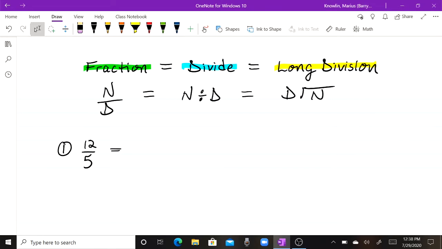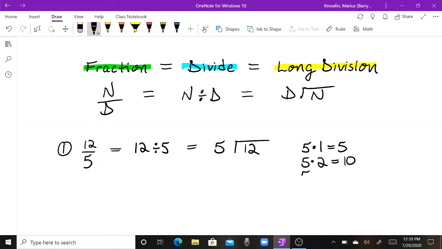Number one, we have the improper fraction 12 divided by 5. So we can write it that way, 12 divided by 5. Okay, and if we wrote it as long division, we want to see how many times 5 can go into 12. Well, in order to see how many times 5 can go into 12, we want to do our multiplication facts. So 5 times 1 is 5, 5 times 2 is 10, 5 times 3 is 15. So the goal here is to get as close to 12 without going over 12. And since 15 is more than 12, we want to stop at the multiple of 2.